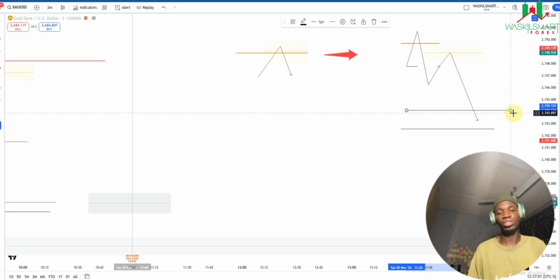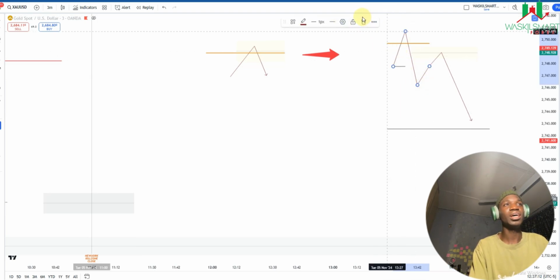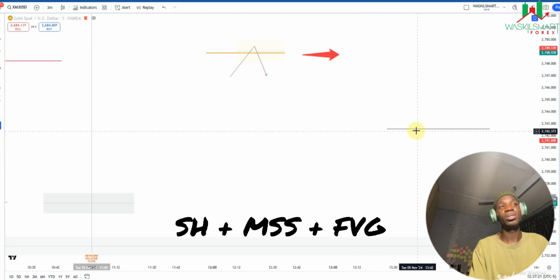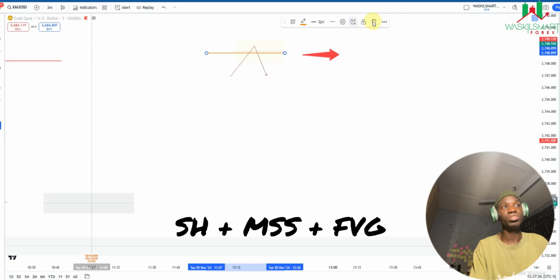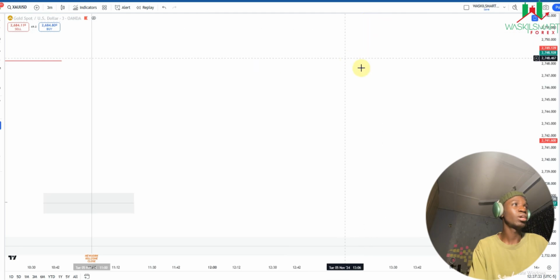I have a lot of strategies that I use on intraday that you can actually use for internal to external. So let's get into the chart. I hope everybody is on the same page with me. The strategy is just SH plus MSS plus fair value gap. The fair value gap is our entry position, our entry place when we enter the market.